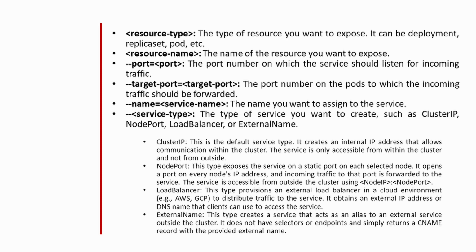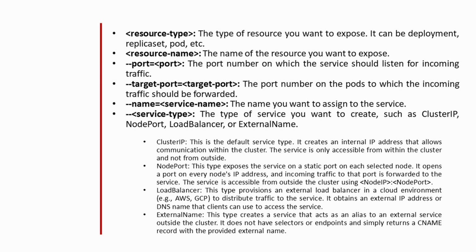Load balancer: this type provisions an external load balancer in a cloud environment to distribute traffic to the service. It obtains an external IP address or a DNS name that clients can use to access the service. External name: this type creates a service that acts as an alias to an external service outside the cluster. It does not have a selector or endpoints and simply returns a CNAME record that provides the external name.